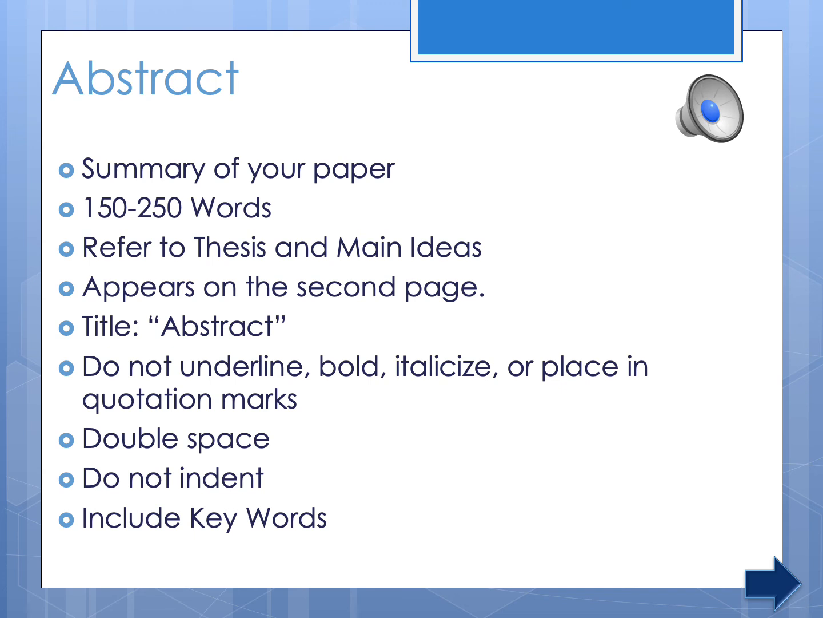An abstract is a summary of your paper and should be between 150 and 250 words. Refer to your thesis and topic sentences to help you write the abstract, which appears on the second page. 1 inch from the top of the page, you should center the word abstract. Do not underline, bold, italicize, or place this in quotation marks. There should be no additional formatting for this font. The abstract should be double-spaced, but it should not be indented.